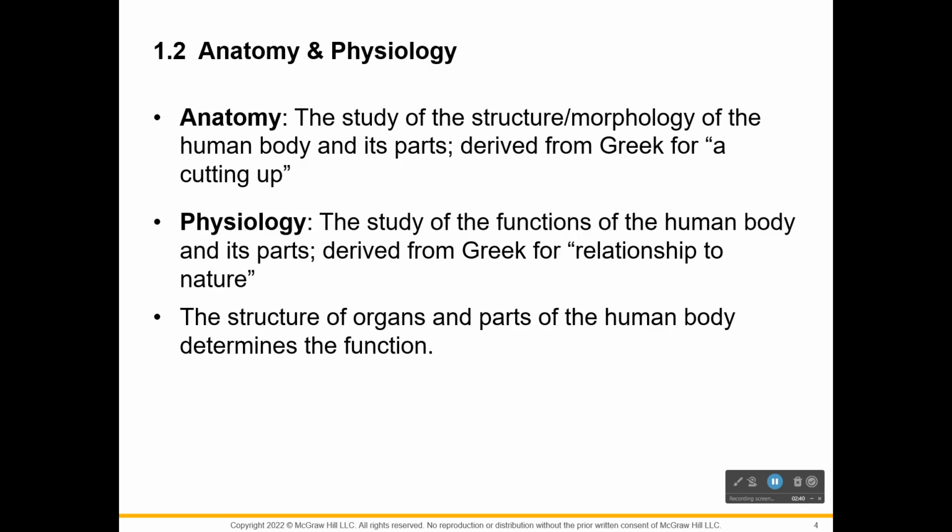The structure of an organ always determines the function. Think about a shoe. It has a specific structure so that it functions as a shoe. If you changed the structure and added wheels to the bottom of it, it would no longer be a shoe. It might be a roller skate. And so you change the structure and now it functions differently.